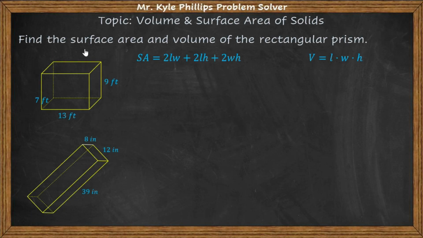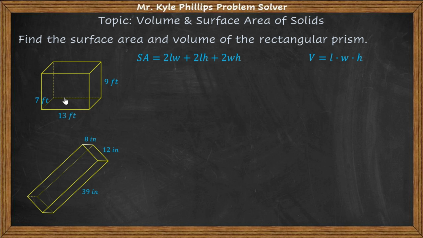So in this video, we're going to be talking about volume and surface area of solids. So here they want us to find the surface area and the volume of the rectangular prisms. So we have this example here and we have this one. Now, surface area, when you're dealing with the rectangular prism, you're always going to use this formula.